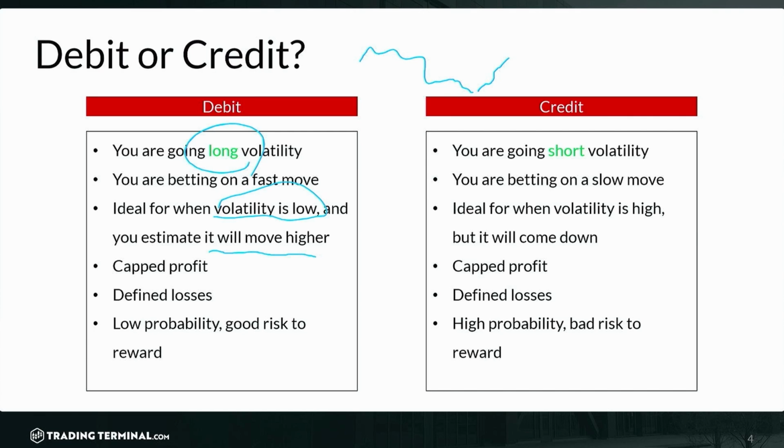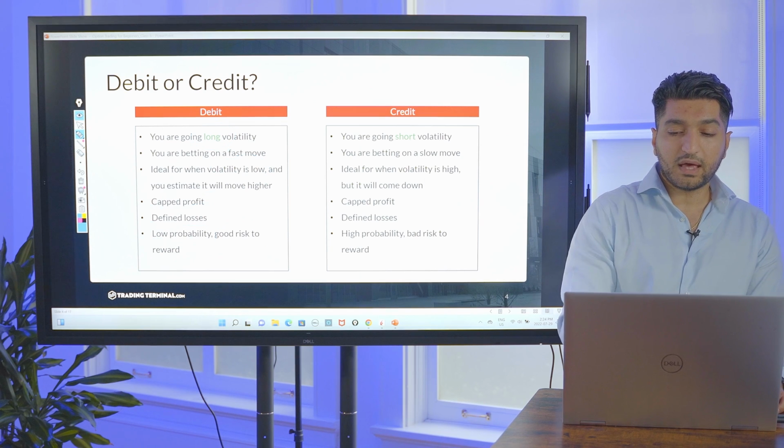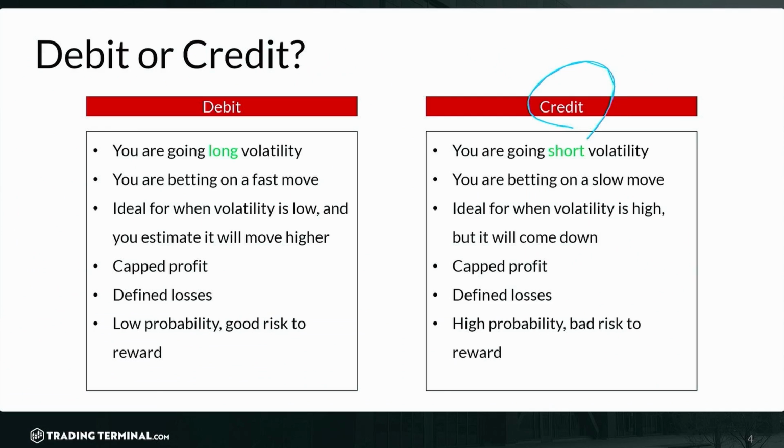This strategy, the debit strategy, has a capped profit, but also has defined losses. So you know exactly how much you're going to lose before going into a trade. Debit strategy, compared to credit strategy, is usually a lower probability strategy, but offers a better risk to reward compared to its counterpart, credit spread. Now let's talk about credit spreads.